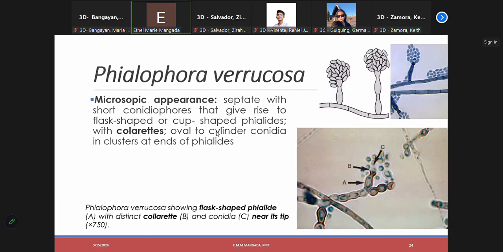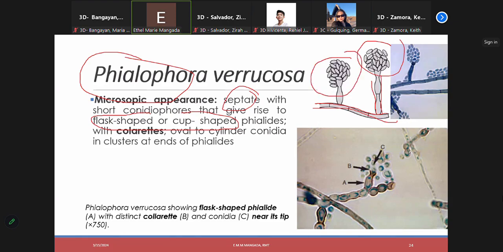Okay? And in the microscope, yung kanilang appearance? They have septate conidiophore. Di ba yung conidiophore ay hyphae? And this is your phialoconidiophore because it is what? Flask shape or cup shape. Hence the name Phialophora. Okay? And we can see here clusters of conidia. Ayan yung kanyang mga conidia. Okay? So that's your Phialophora verrucosa.